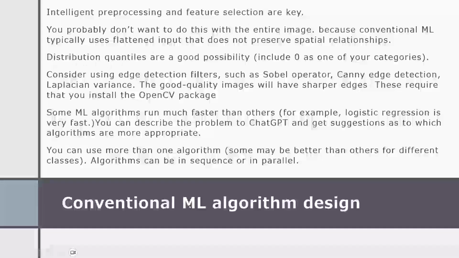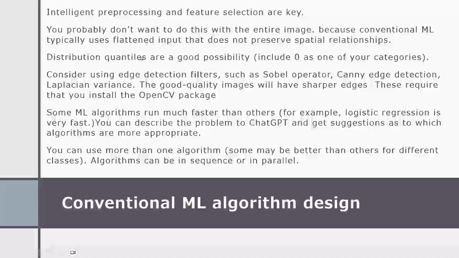So when you do conventional machine learning, you probably don't want to use the entire image, because conventional machine learning typically uses flattened input that does not preserve spatial relationships. So you can use the intensity distribution, the histograms that I showed, and use quantiles. You can use hundreds or thousands of quantiles. You can take the value at 0.5%, the value at 1%, the value at 1.5%, etc. Certainly you want to include 0 as one of your categories, because for images with missing data, you can right away spot one of those if there's a whole bunch of zeros in the image.